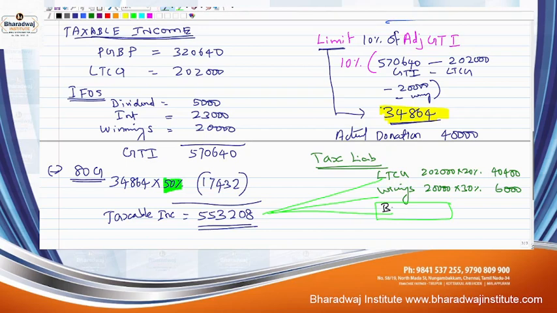Balance. How much balance will there be? 5,53,208. Eliminate 2,02,000 and 20,000. How much do you get? This into how much percentage? 30%. Add up. Thereafter you have to add what? HEC, how much percent? 4% you have to add up at the end.